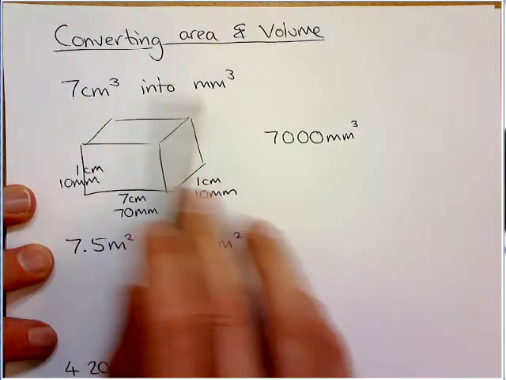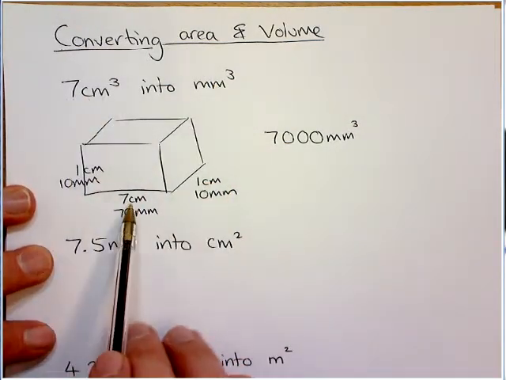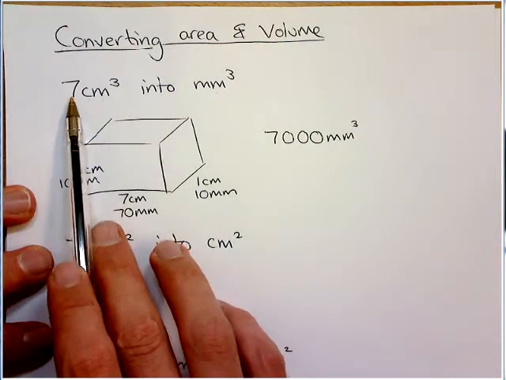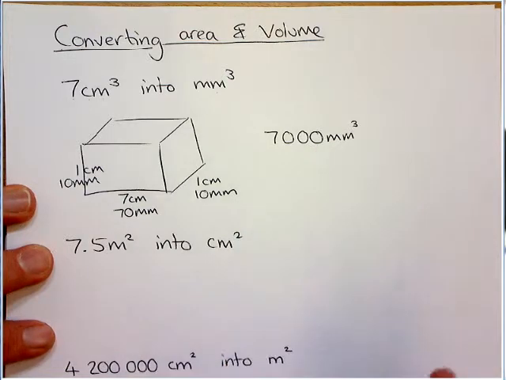The reason it's not just times 10 is that every dimension that you change is times 10. So that's why we're multiplying by 10 three times, because it's three-dimensional.